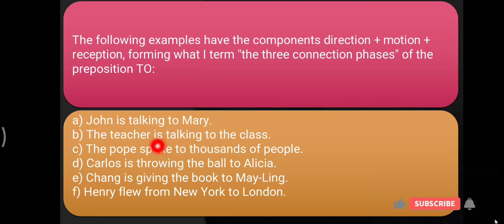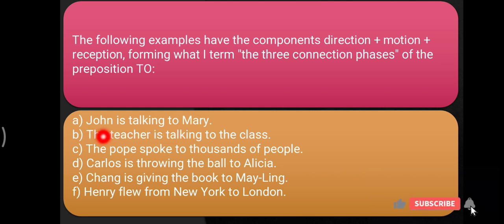The first example: John is talking to Mary. When we say John is talking to Mary, John is directing his attention to Mary. That is direction. He is also emitting sound waves, which is actually the motion. And Mary is acknowledging the communication. That is the reception. So the three elements of this preposition "to" are there.